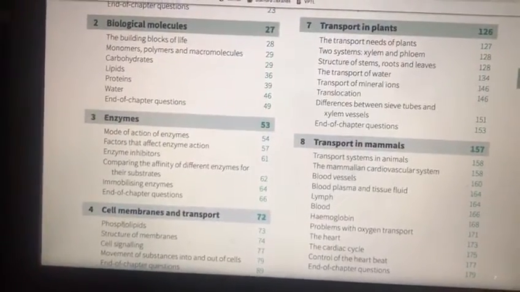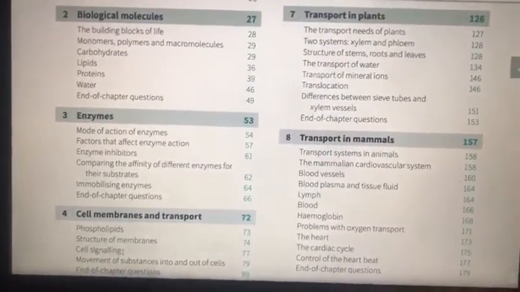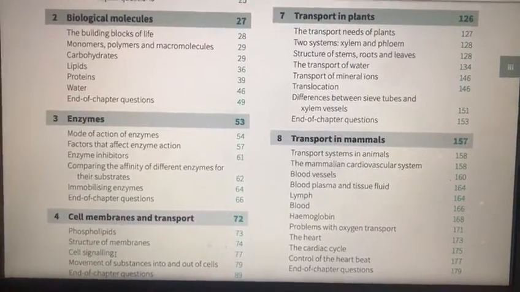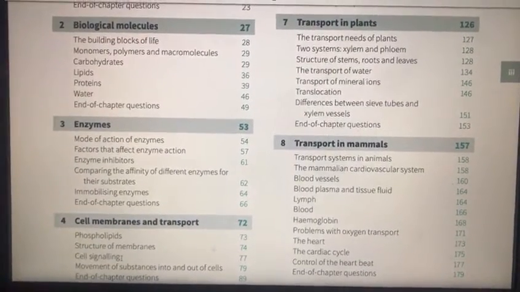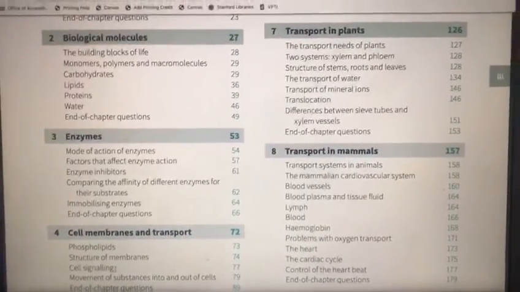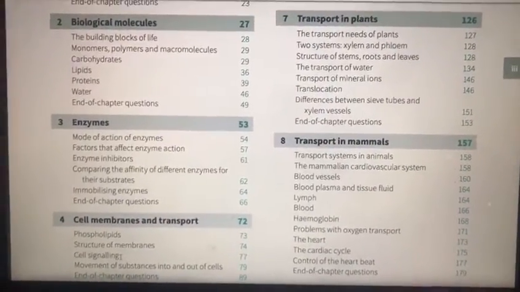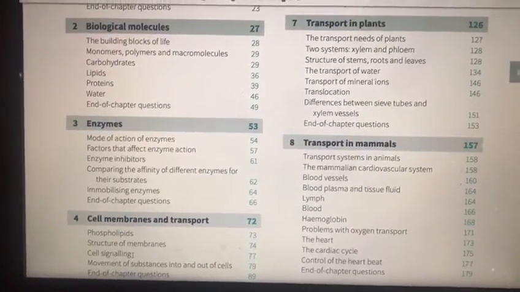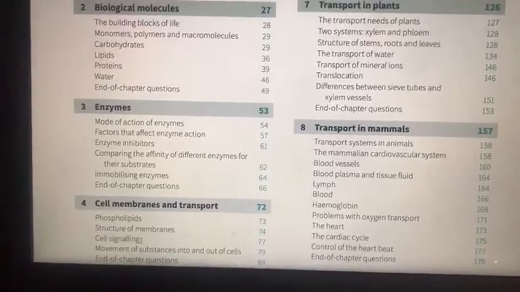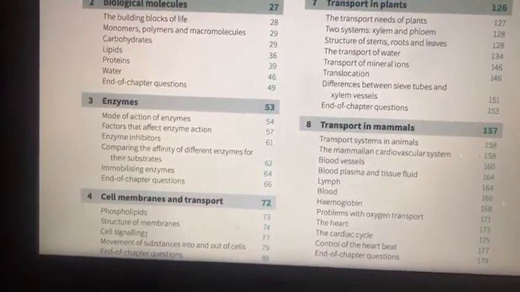Then you have enzymes. I'd say this is a relatively easy chapter, and if you want to score well in the exam, this is one chapter that I'd say you should really try your luck in absolutely mastering, because it's not hard to master it. This is again very technical, not very information heavy, unlike the previous chapter, but actually very technical.